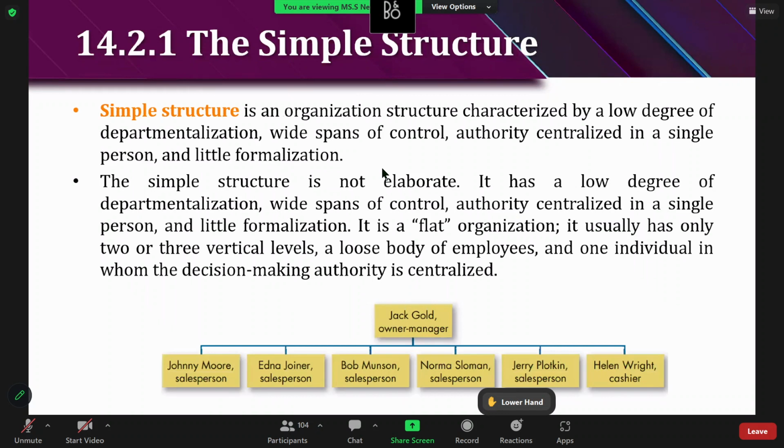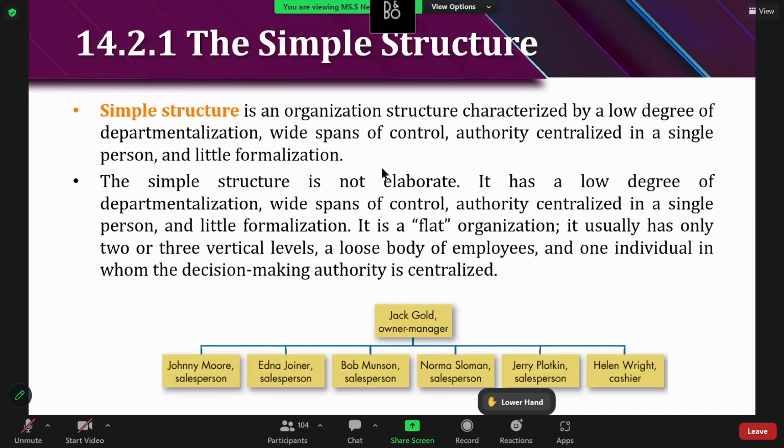The simple structure, which is very simple in nature, is characterized by a very low degree of departmentalization. Maybe one manager is handling all the departments, so all the activities, and the span of control would be really wide. One person or one supervisor would be handling all the employees in an organization, and authority is centralized. The decision making power is centralized to the owner or the manager of the organization, or maybe a single person. And the formalization is really low. There are no proper rules, regulations, or procedures. Nothing is established there. The people just do the activity in their own way.